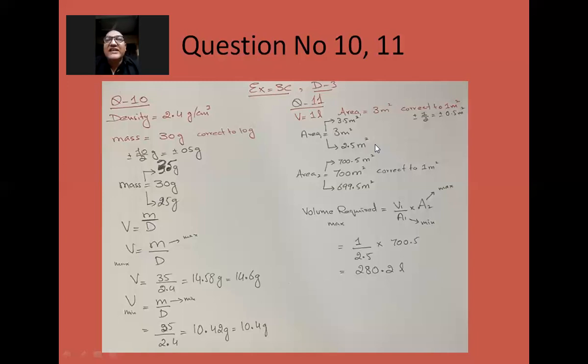So V1 is 1 liter, and the lower value of area 1 is 2.5 meters square. And for A2, I have to put the maximum value here, and that will be 700.5 meters square. So you just multiply this on the calculator, you get 280.2 liter. This question goes a little tricky. Read this question from the book and try to understand. I hope I have tried my best to explain it to you. So anyway, we are going to the next question.